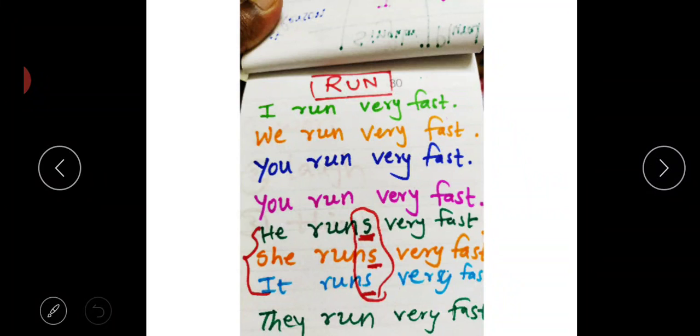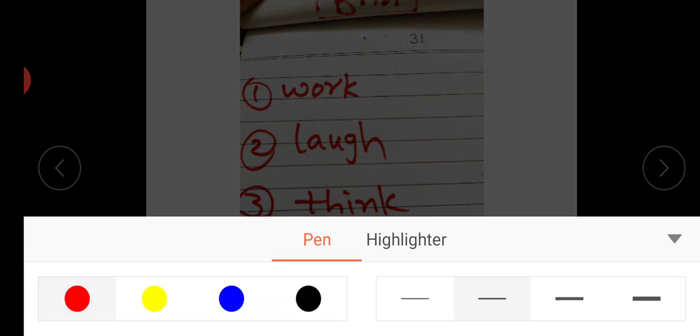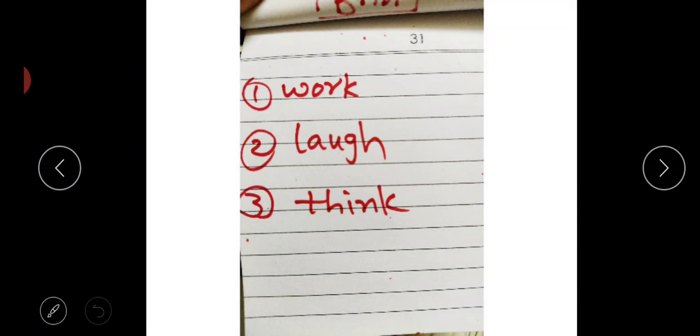We must remember that. So one exercise I'm going to give you, the homework. This is your homework, right, to do. Using work, laugh and think, you have to make these 8 sentences, like I work very well, we work very well, and so on. He works very well, she works very well, and this kind of thing. So you have to make 8 sentences.